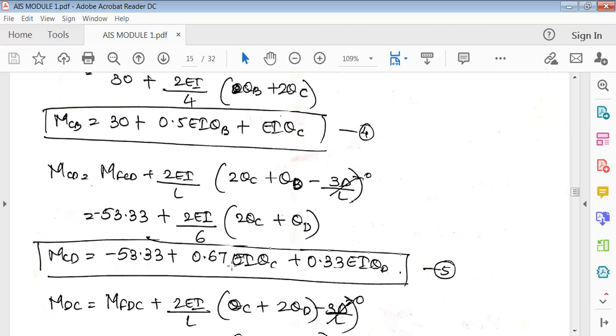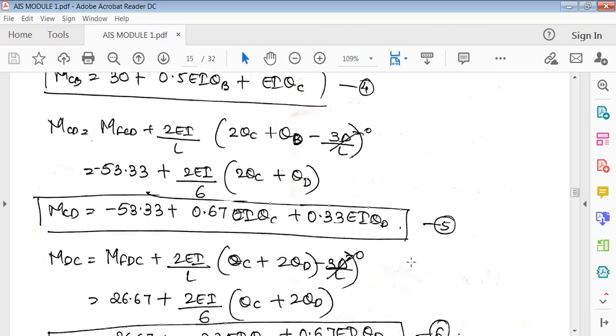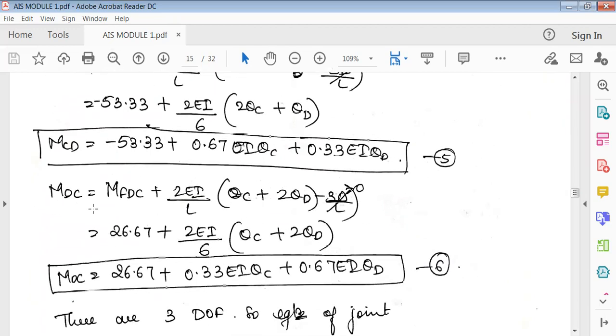So 4 by 6 is 0.67 EI theta C. Again 2 by 6, that is 0.33 EI theta D. Okay. Next, MDC is equal to MFDC plus 2 EI by L. Again, let it be in the sequence only, theta C and theta D. But here, theta D is the first term, so multiply 2 with that.